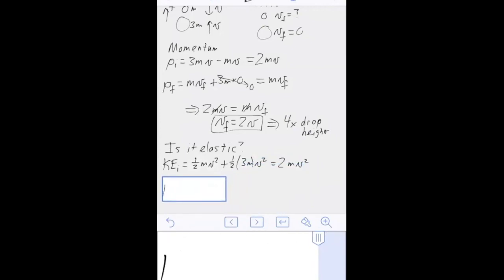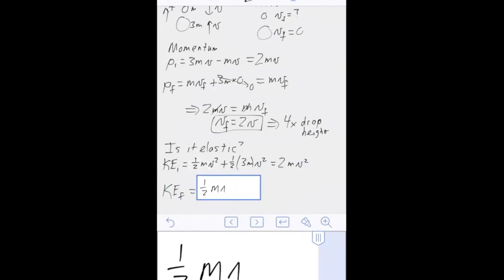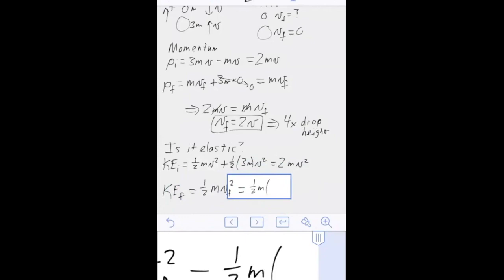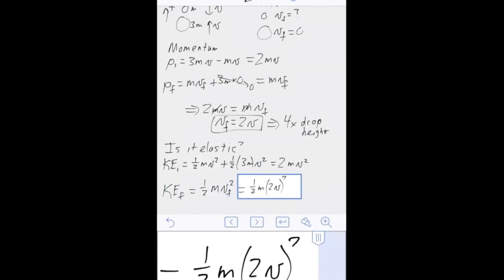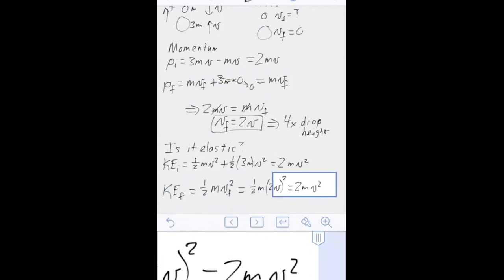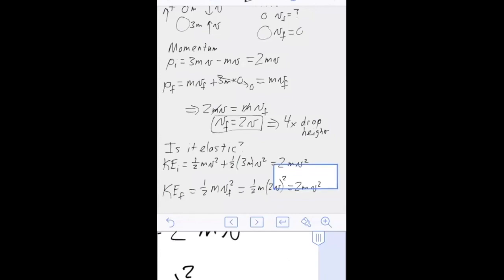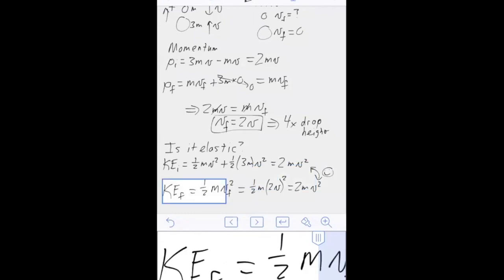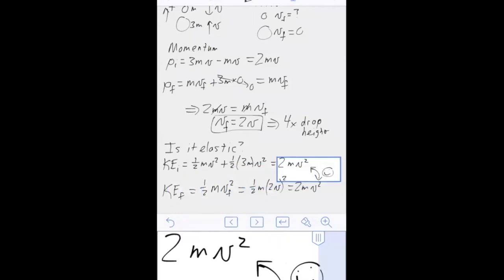And KE final: again, only the small ball has kinetic energy, so that's 1/2 m v final squared. But I found that v final was 2 times the initial velocity. So 2 squared is 4, times 1/2 is 2, so that gives me 2mv squared. These two things are the same, which makes me happy. So that means that the kinetic energy was conserved, and it is an elastic collision.